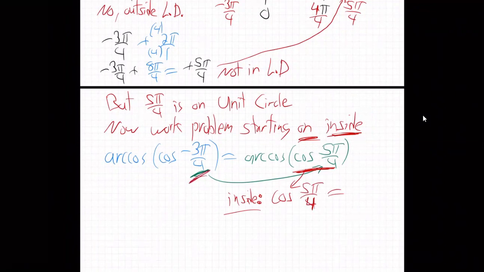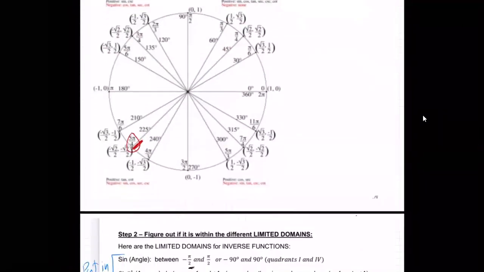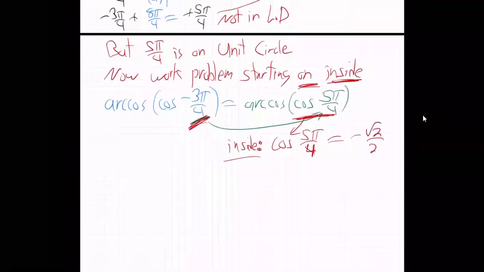We couldn't do it back with negative 3 pi over 4. That's not on the unit circle. Well, maybe you could, if you know how to find that on the unit circle. It's not really directly on the unit circle, but you might be able to do it. But anyway, for sure we can do this. 5 pi over 4 is for sure on the unit circle. Go to the unit circle. There it is. Cosine is negative root 2 over 2 at 5 pi over 4. So there we go. Negative root 2 over 2 from the unit circle.